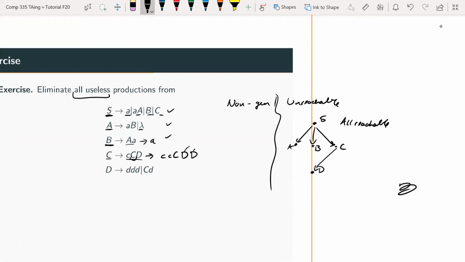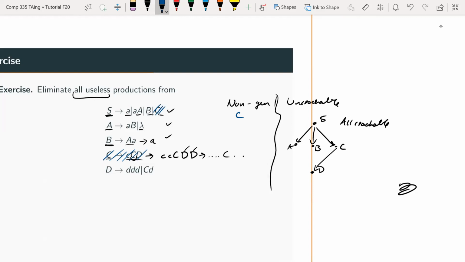So it doesn't really matter what these guys are. What you're going to notice is if you continue your derivation forever, you're always going to be stuck with something, C, something, right? So what that means is you can never produce a string of terminals, which means that C is non-generating. So I can remove this guy and all of the production rules with C on the right-hand side. So I can also remove this.